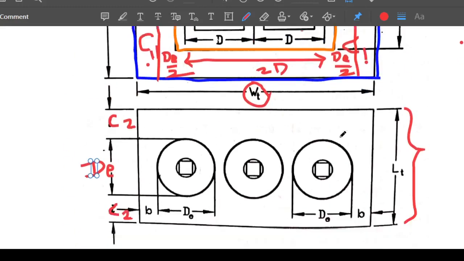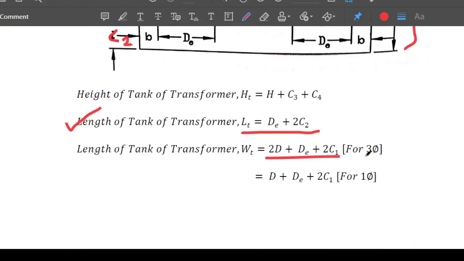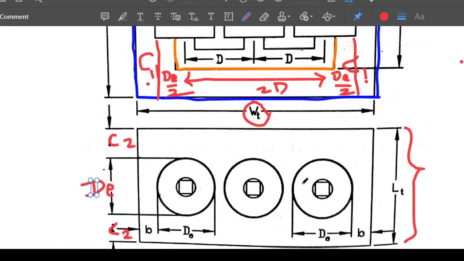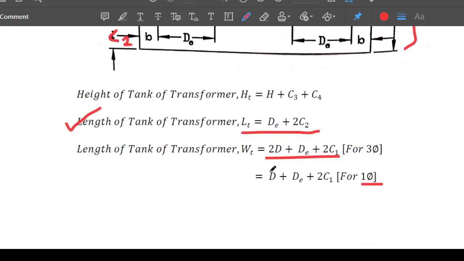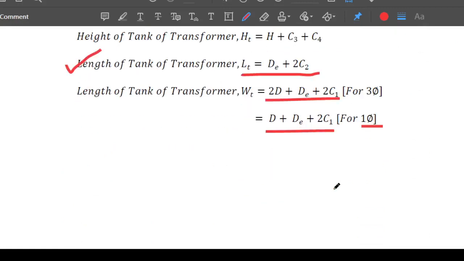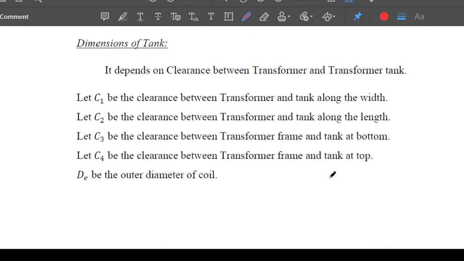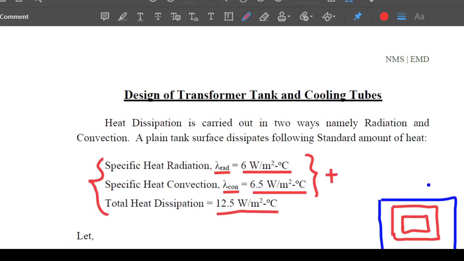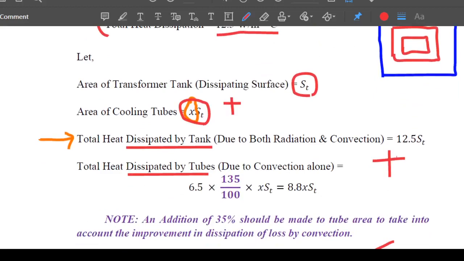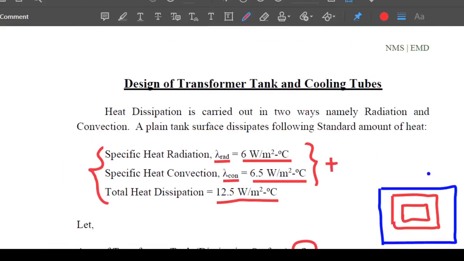We have considered a three phase transformer, so we are getting 2 times D. If you consider a single phase transformer, you will not have three coils, so there will be only one D. So the same formula becomes D plus DE plus 2 times C1. So that's it about the design of the cooling tank, as well as the cooling tubes for the transformer. You will get a more clear understanding of all these steps when you start working with numbers. Thank you.